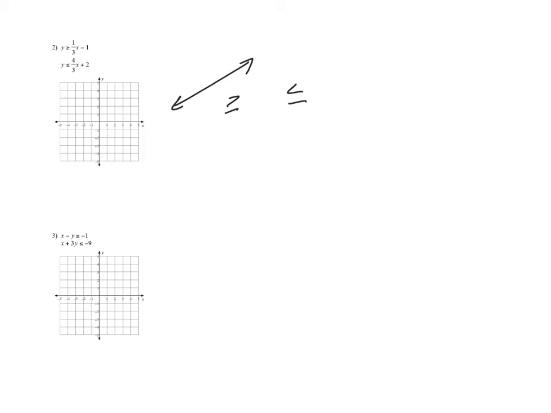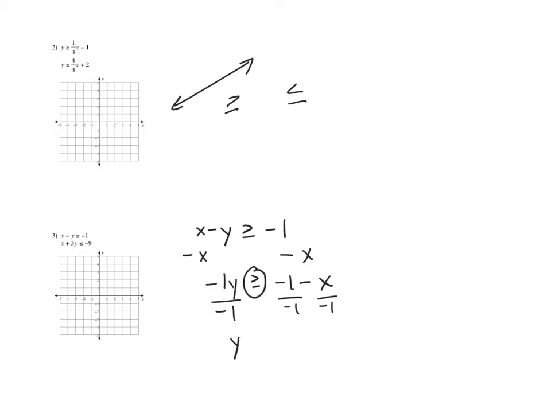Number 3, before you graph, you have to get them so y is by itself. Get y alone. So the first one, in order to get y by itself, I'm going to subtract x to the other side of the equation. I have -1y is greater than -1 minus x. I multiply or divide by -1. And that would make my equation y. This sign flips because I divided by a negative.